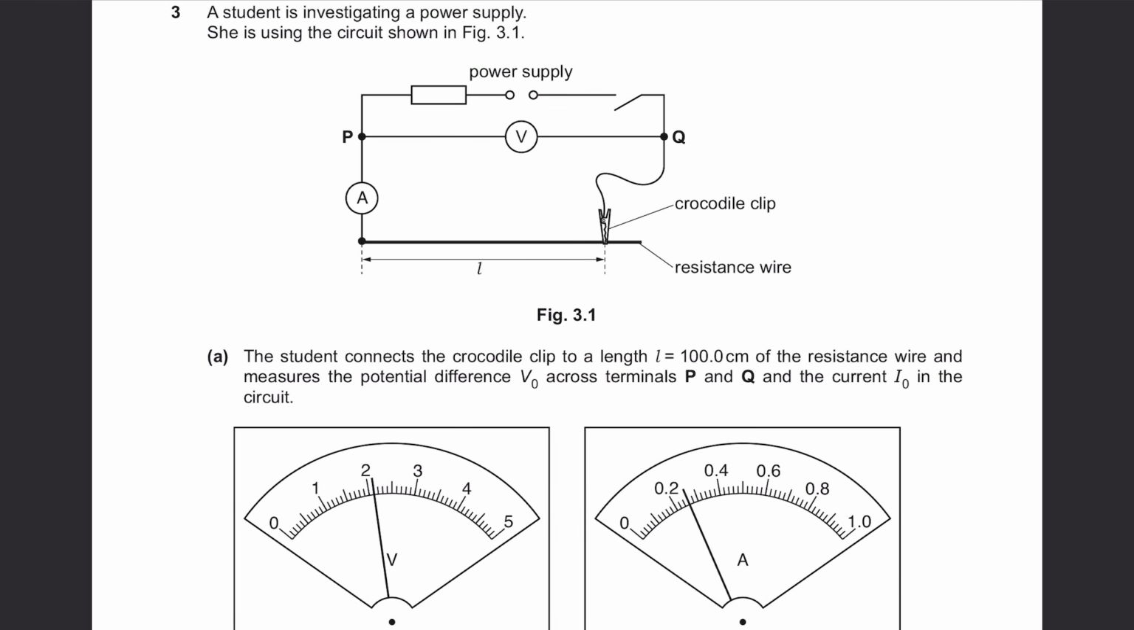Question 3. A student is investigating a power supply. She's using the circuit shown in figure 3.1. This is a typical circuit shown in 2020 papers. We have the voltmeter, ammeter, and the crocodile clip, which can vary the length of the resistance wire. And this is important because the resistance is affected by the length and the diameter of the wire.